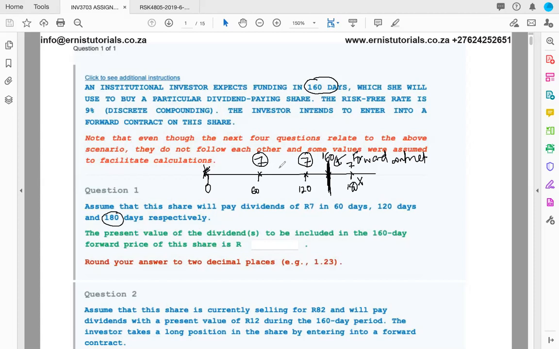So we want to discount these two dividends, just this one and this one. This one, we want to discount it over 60 days using a 9% discount rate. And then this one, we want to discount it over 120 days using a 9% discount rate. And then we want to add them. So that's the present value of the dividends to be included in the 160-day forward price. So this one is not included.